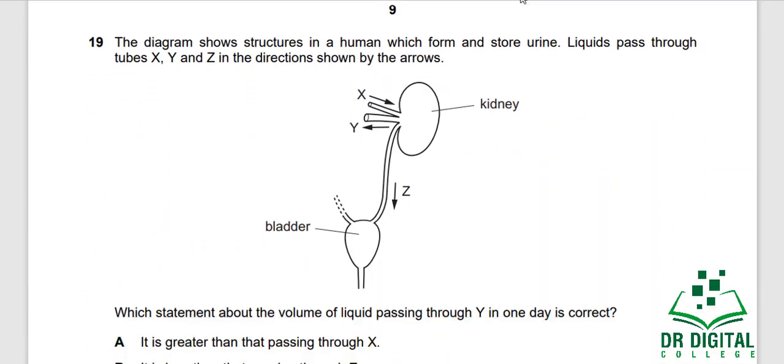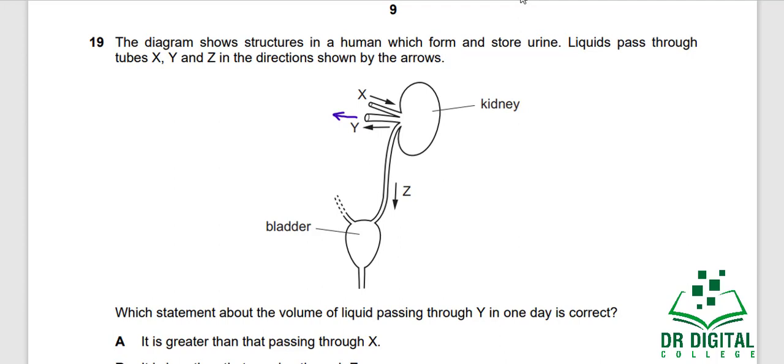In question 19, the diagram shows structures in a human which form and store urine. Liquids pass through tubes X, Y and Z in the direction shown by the arrows. Okay, so just looking at this diagram, we should know that X is the renal artery, Y is the renal vein and Z is the ureter. Which statement about the volume of liquid passing through Y in one day is correct? So Y is the renal vein. Okay, so it is taking the blood out. It is greater than that passing through X.